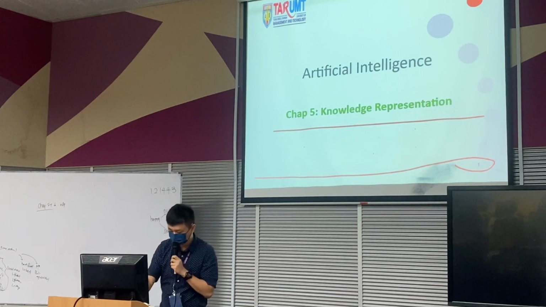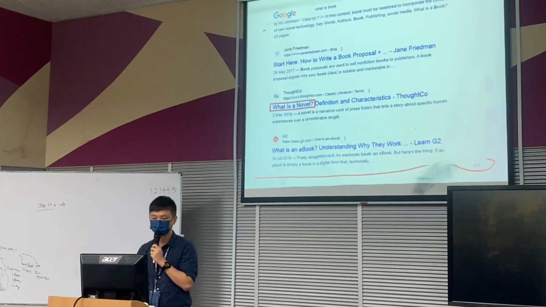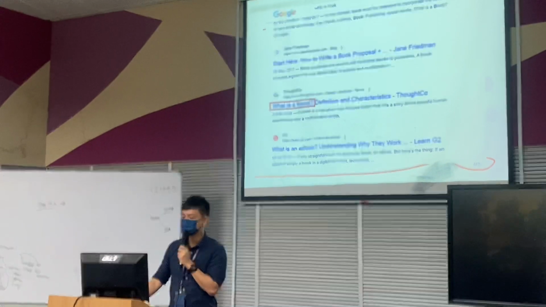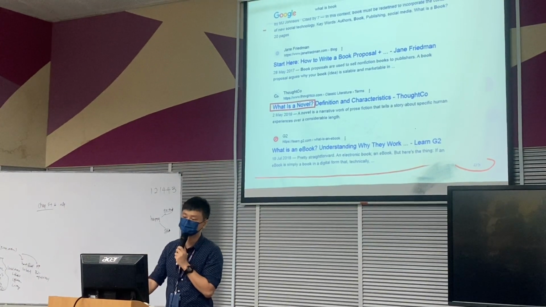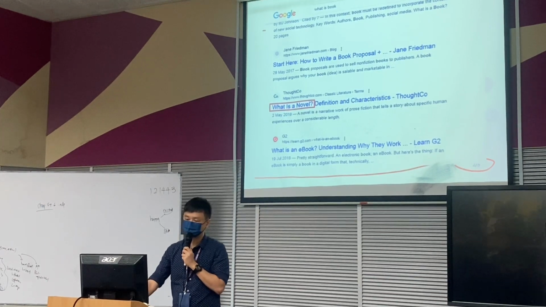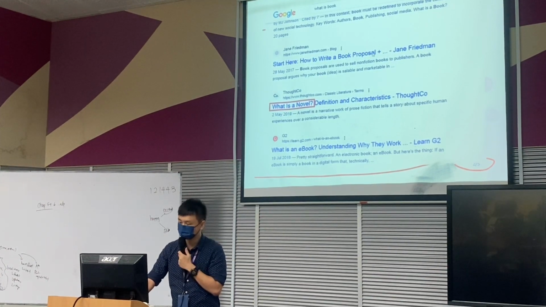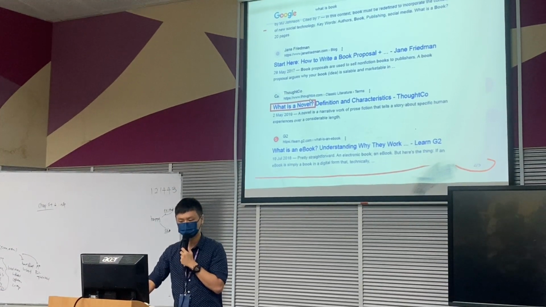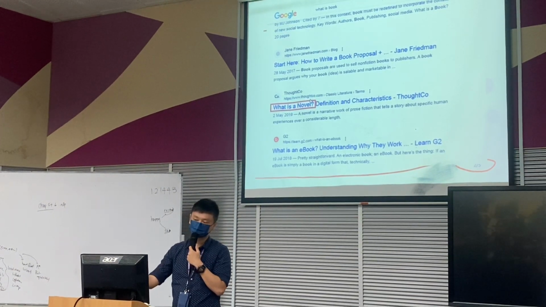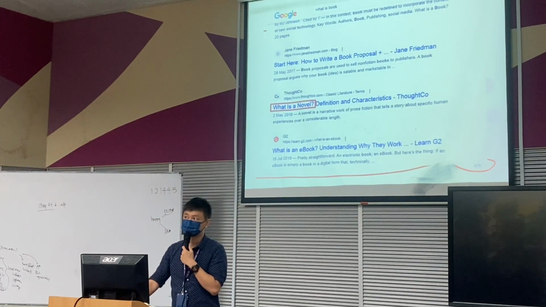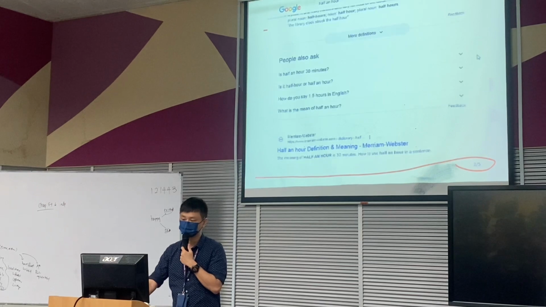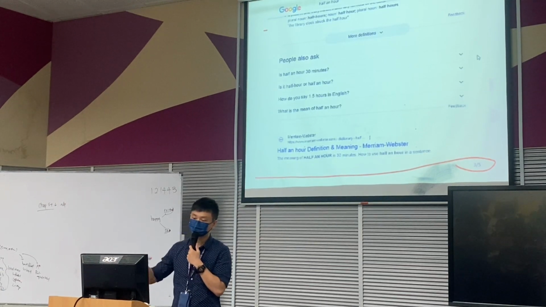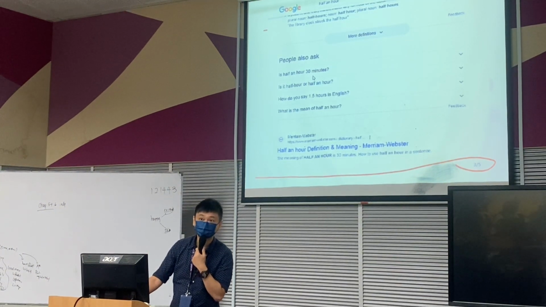So look at this example here. Let's say now you go to Google search, which is one of the NLP applications. You ask what is book. You look at the result, you see book proposal, what is ebook. Then somehow you will see that it shows what is novel. How come the machine knows that book has some relationship to novel? How does this work? Also, if you type half an hour, it will return half an hour is 30 minutes.